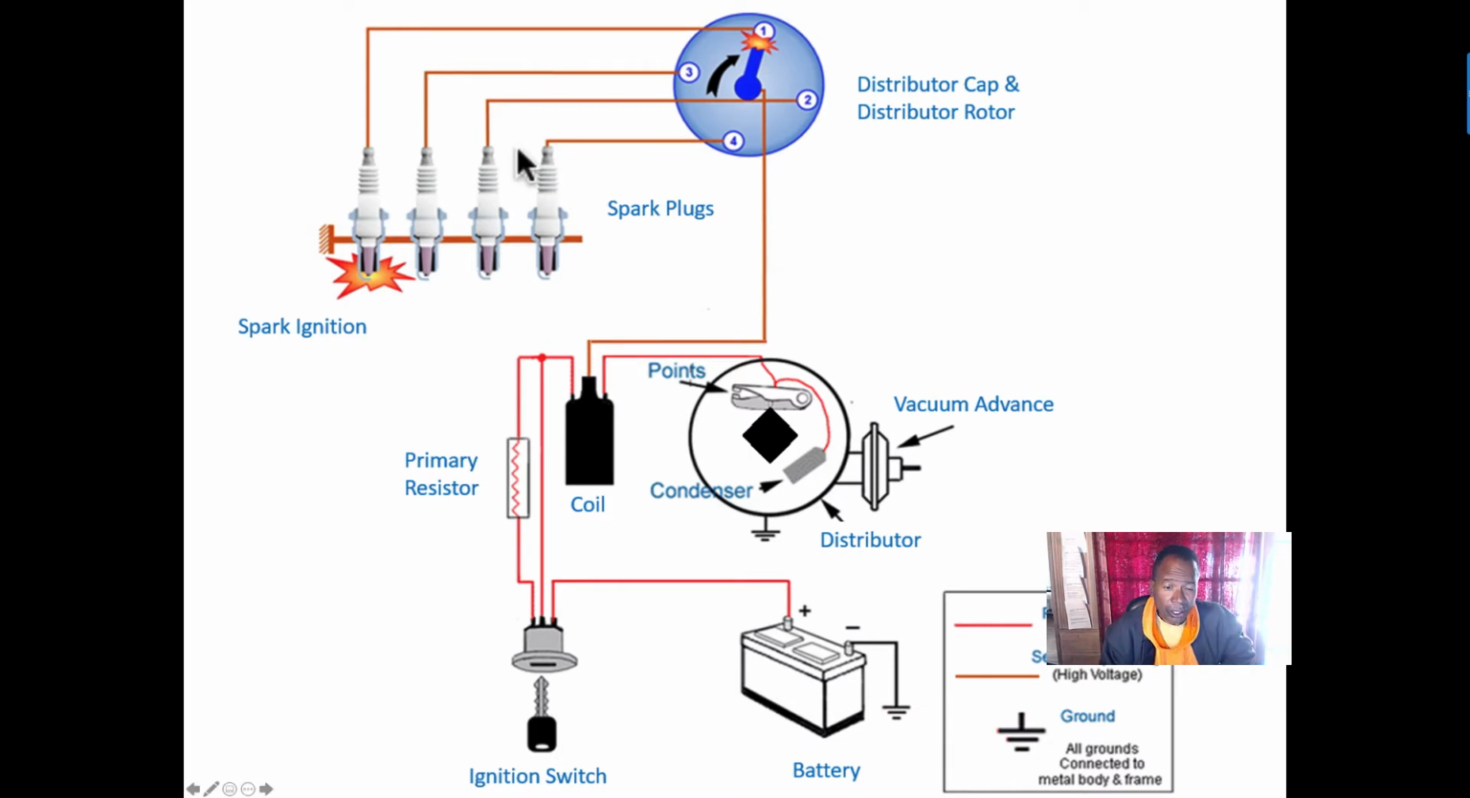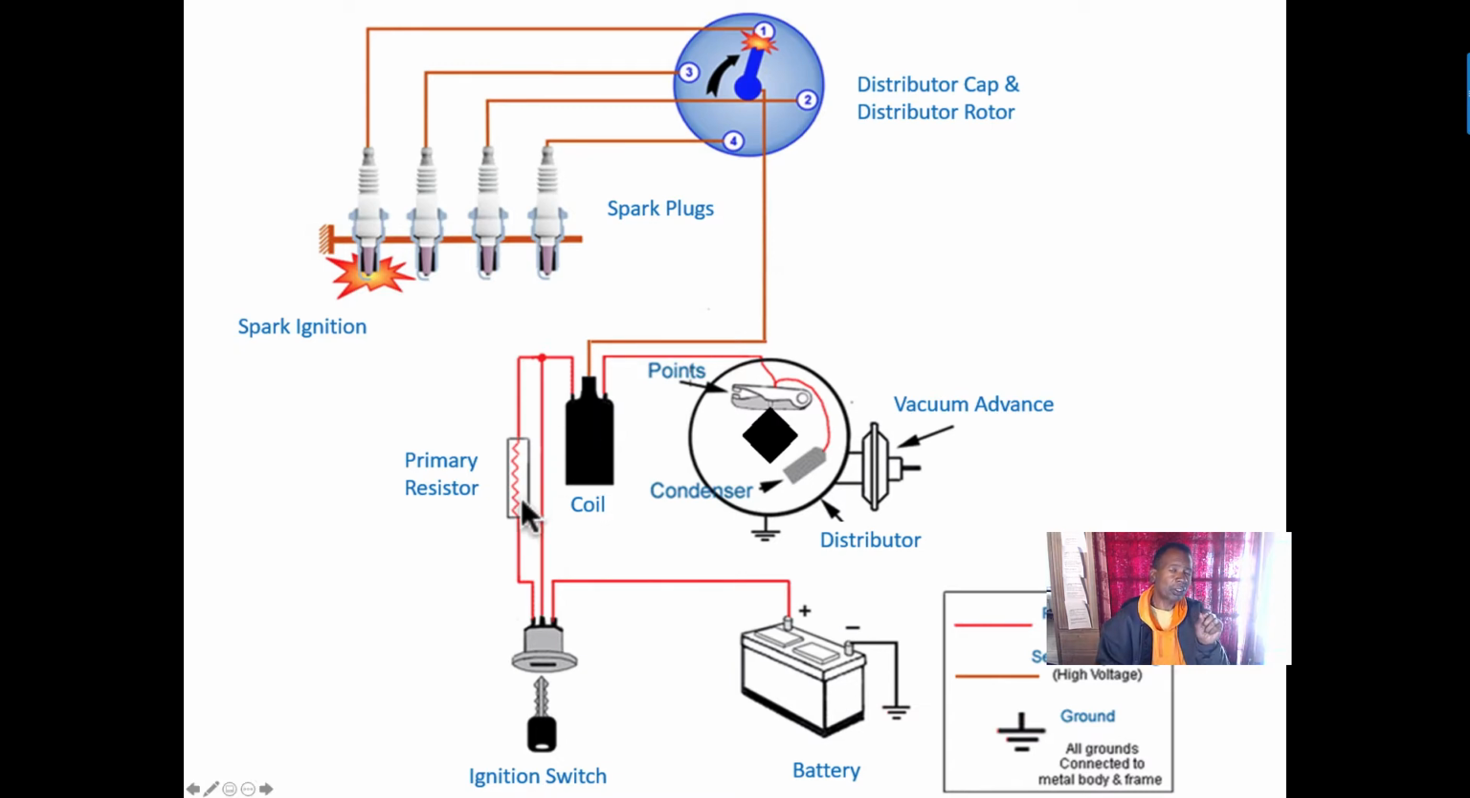Now, when the car is cranking, we literally bypass this resistor, because of low battery voltage while it's cranking. Current goes this way to the coil and goes through the same process while the car is cranking to get it going. So we actually bypass this resistor.